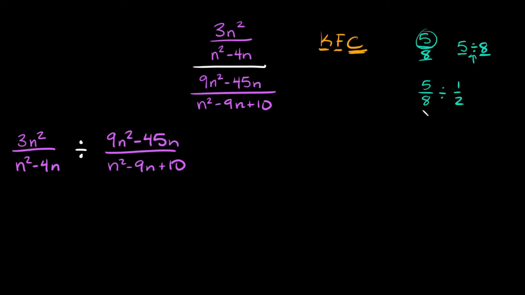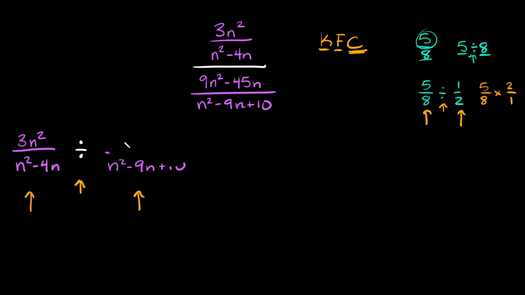So if we're just working with numbers, we would keep the first fraction as it is, flip the second fraction, and then change the sign. So simplifying this, it would be 5/8 times 2 over 1, right? With these rational expressions, you treat them the exact same way. So we're going to keep the first one, flip the second one, and then change the sign.